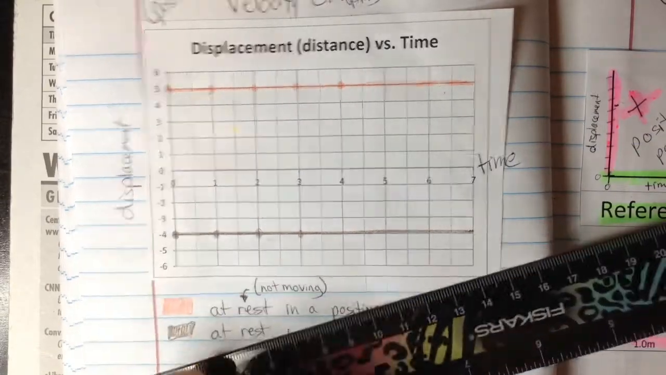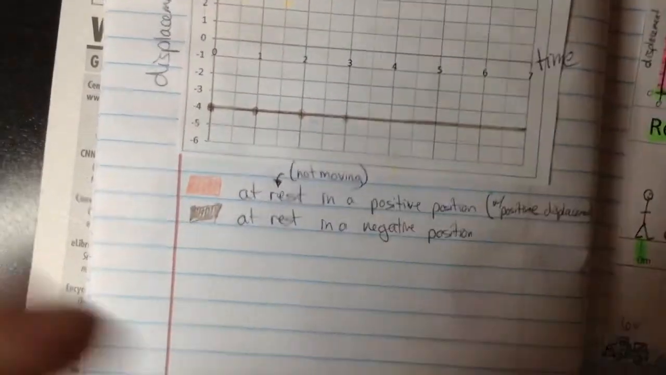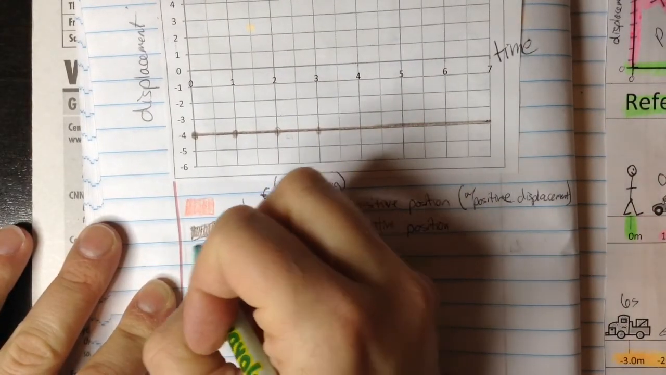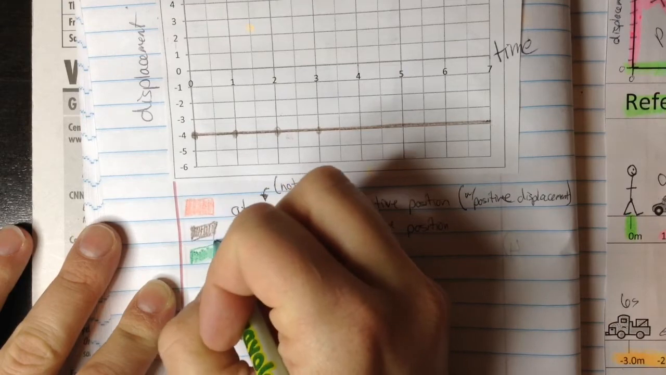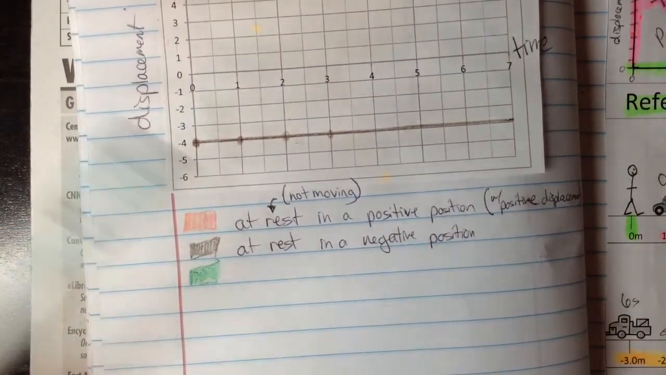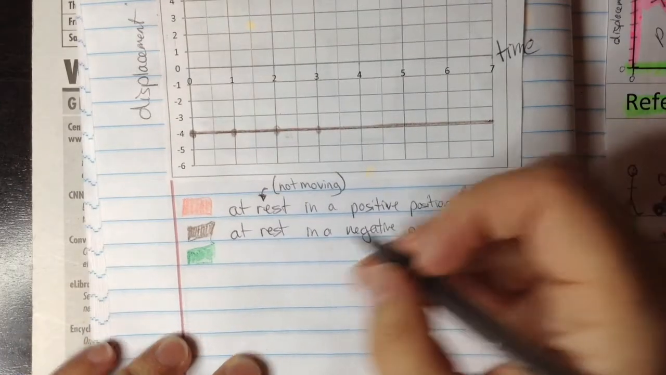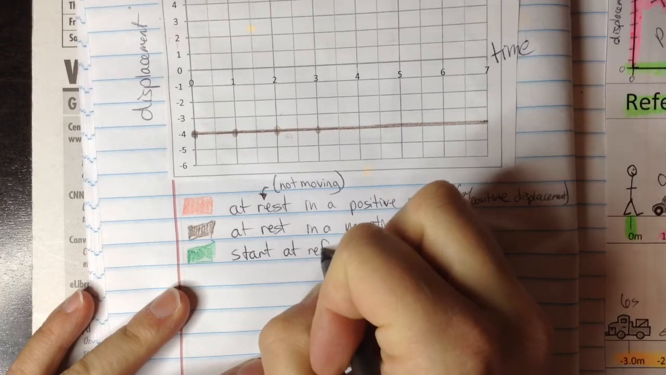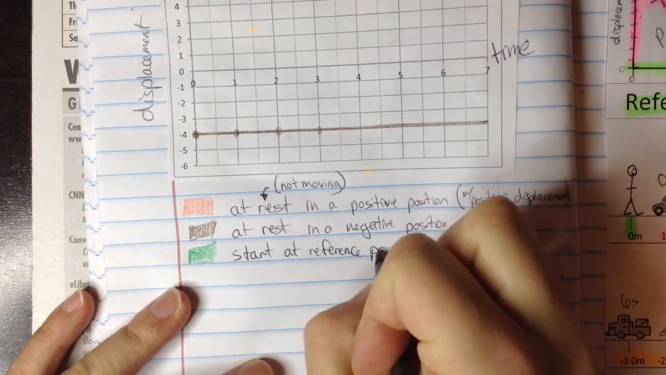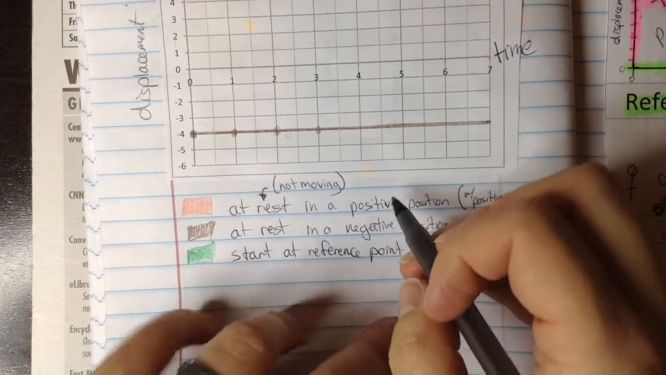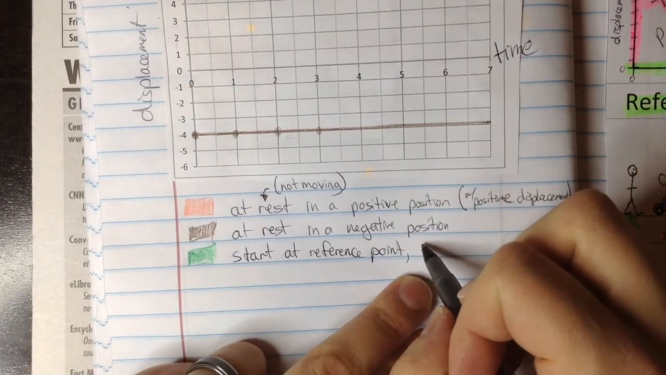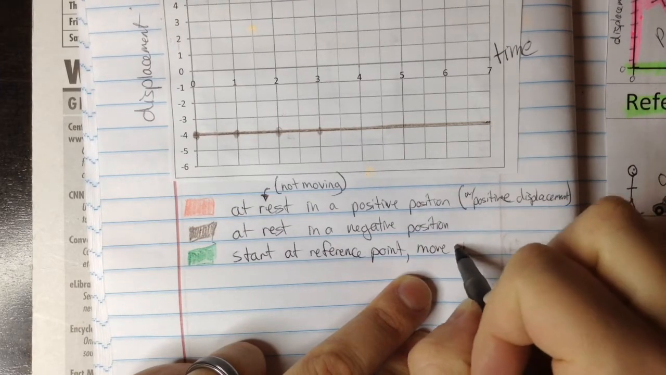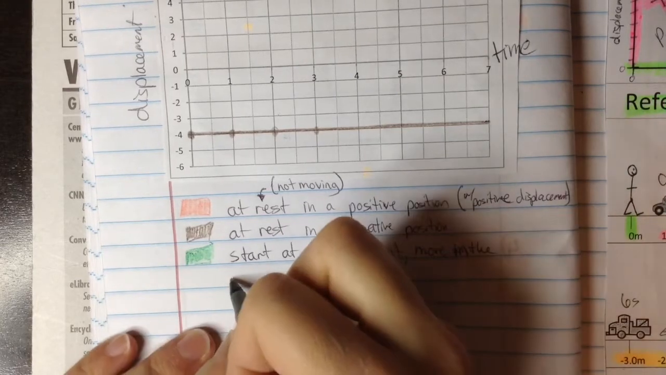Alright, now let's do a graph that's in motion. I'm going to use green for this graph. And this one we are going to have the object start at the reference point. And we are going to have it move in the positive direction.